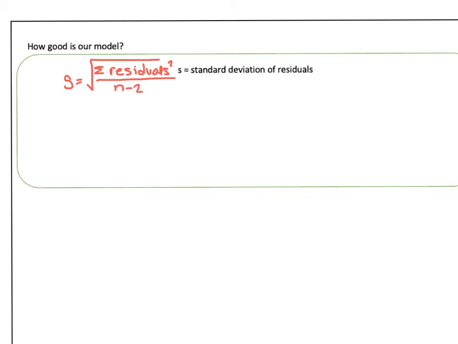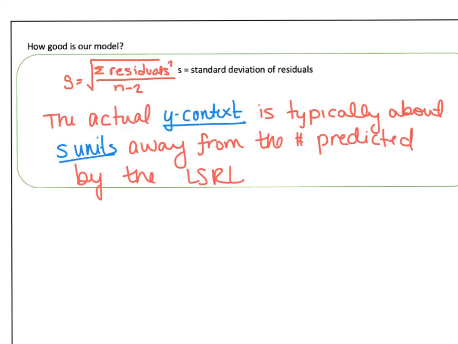When you are asked to interpret it on anything in this course, here is a general statement that you want to include. We'll say the actual, and then you put your y in context, is typically about S units away from the predicted number by the least square regression line.